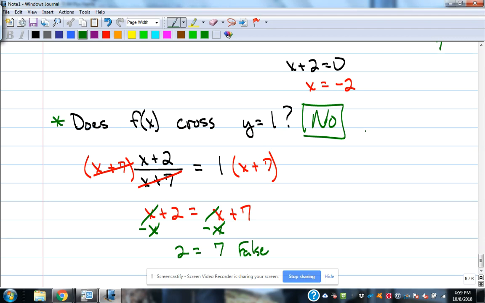If you got an answer that x equals some number, then that's where it's going to cross. Okay? If you get this and the x's cancel out, it doesn't cross it. Okay? Another way to decide that would be to graph the thing and look at that horizontal asymptote and see if it crossed it like this.